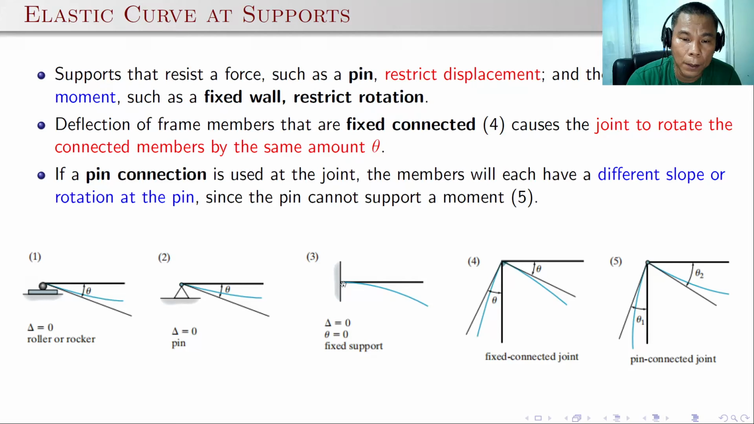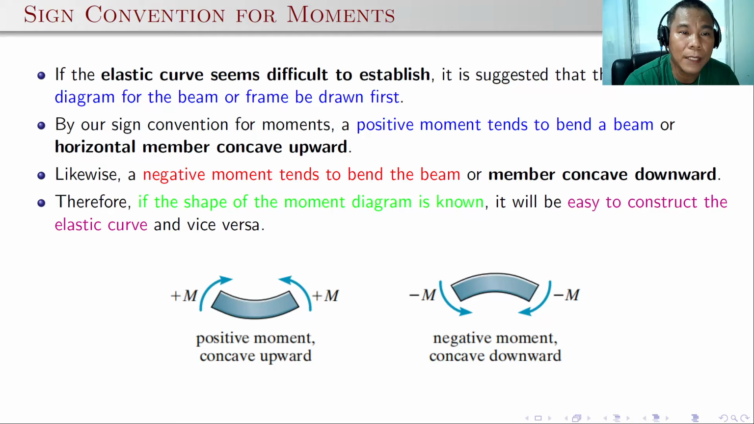So the structure should be perpendicular to the support, or the elastic curve is tangent to the support. If the elastic curve seems difficult to establish, then it is suggested that the moment diagram for the beam or frame be drawn first. By our sign convention for moments, a positive moment tends to bend the beam or horizontal member concave upward. That is the first diagram.